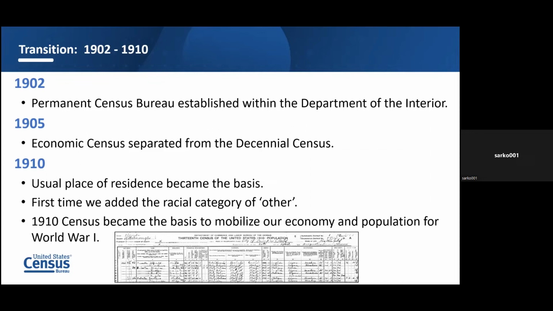1910 was also the first time they added the racial category other, which we still use today.